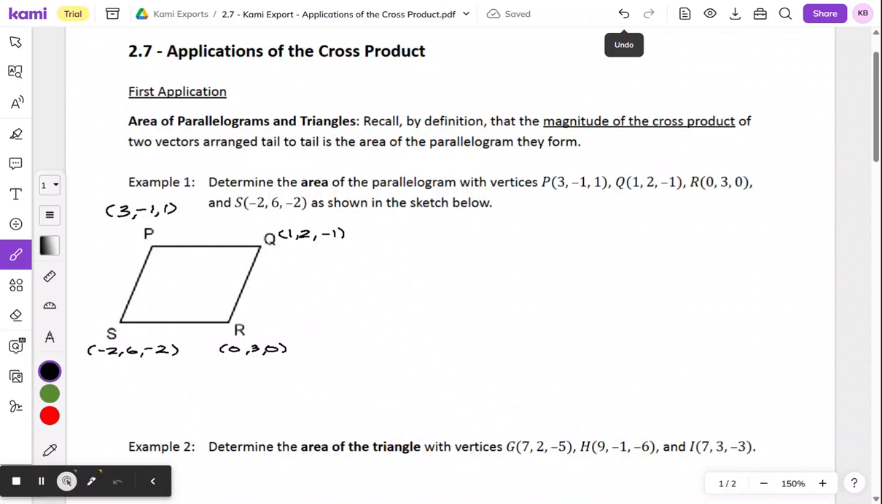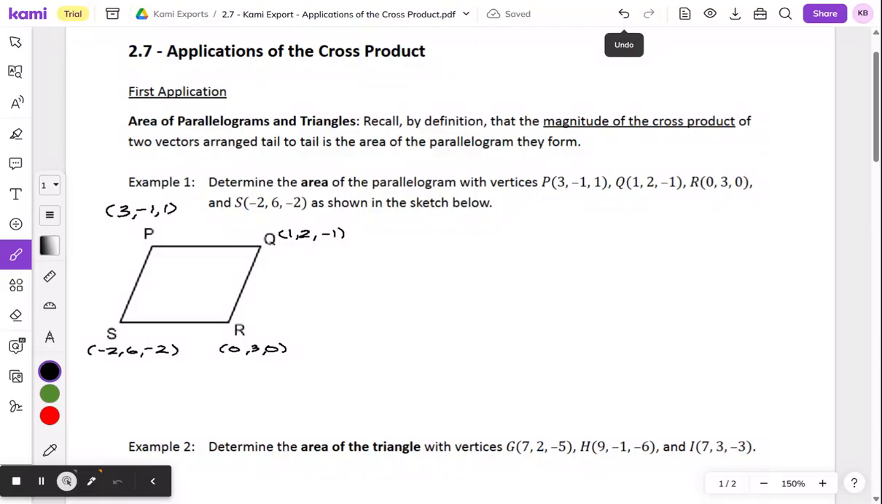All right, here we are in 2.7 applications of the cross product. Before you proceed here, please make sure you have worked through 2.6 and you're familiar with what the cross product is, what it means, and how to calculate it. Otherwise you will just get confused. So make sure you do 2.6 and understand it before you come into 2.7.